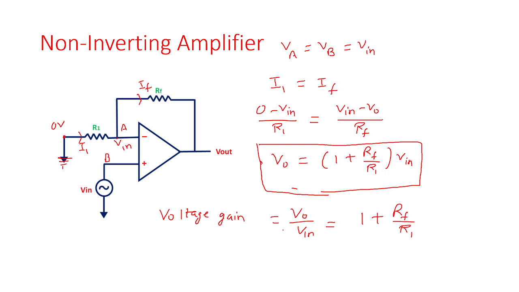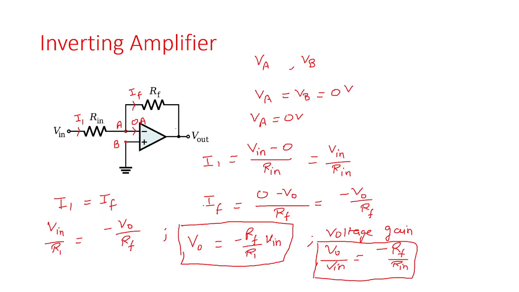So now we'll see the difference between the output in the inverting amplifier and non-inverting amplifier. If you see the output voltage of the inverting amplifier, this output is negative. Output voltage is negative in the inverting amplifier. It means if input voltage is positive, output will be negative. If input is negative, output is positive. That means waveform is inverted. That's why it is called inverting amplifier.